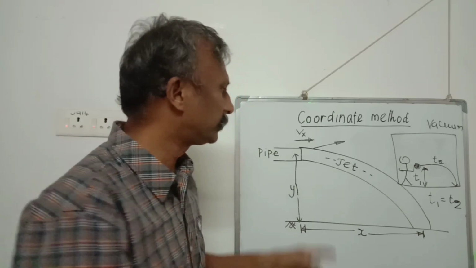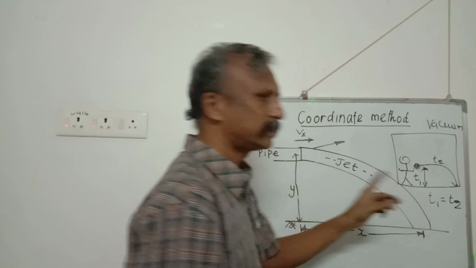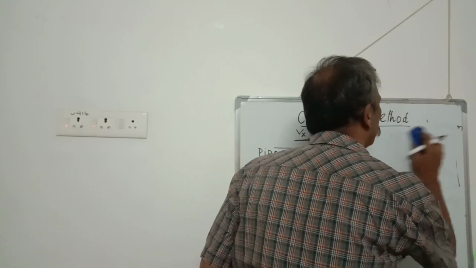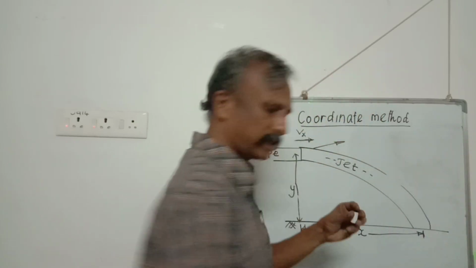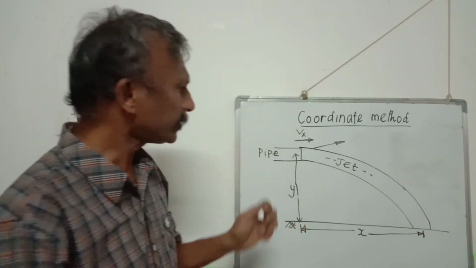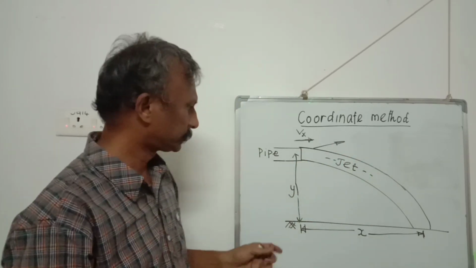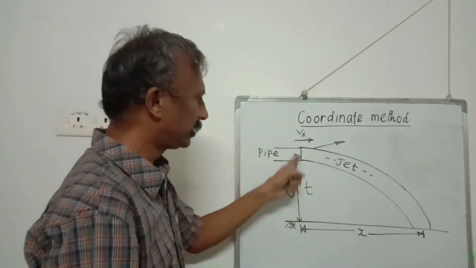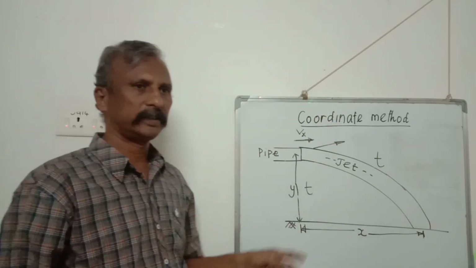We will assume here also that this process occurs in vacuum. Why do we make that assumption? To get a simple form of equation. If we do not make that assumption, air resistance will come in, and then the derivation becomes complicated, and our intention is to derive a very, very simple form of equation. So the time taken to fall from here to here and the time taken from here to here are both assumed to be the same.